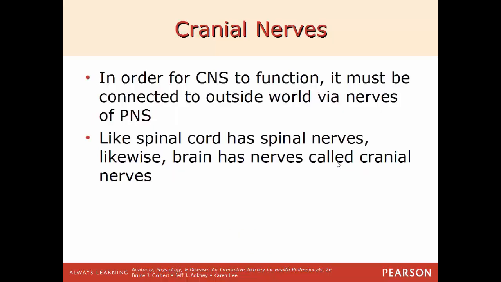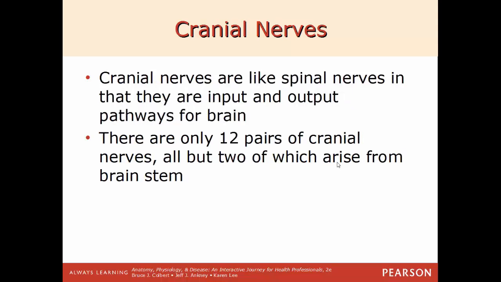All right, now we'll talk about the cranial nerves. In order for the central nervous system to function, it must be connected to the outside world via nerves of the peripheral nervous system. Like the spinal cord has spinal nerves, the brain has nerves called cranial nerves. And the cranial nerves are like spinal nerves in that they are both input and output pathways for the brain. But with the spinal nerves, you have 31 pairs of nerves, and cranial nerves are only 12. And all but 2 of these arise directly from the brainstem.